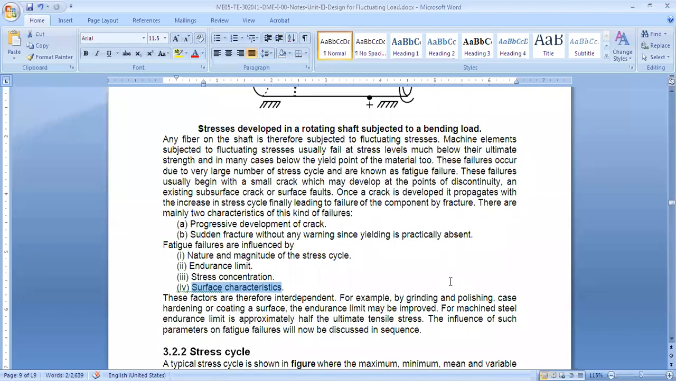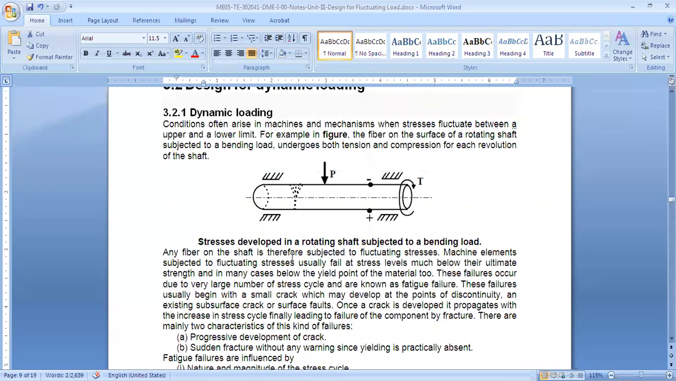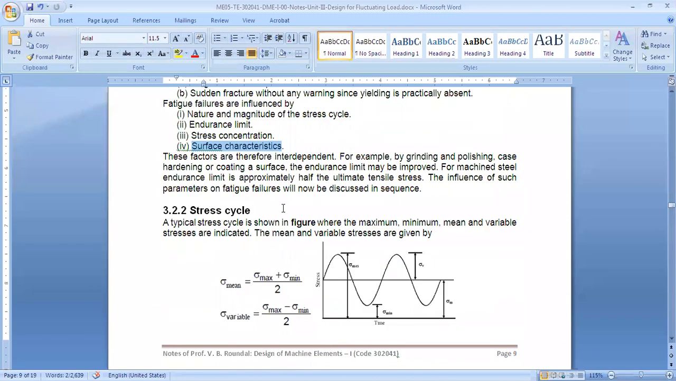Depending on the stress cycle means what? Your stresses are changing from positive to negative. Obviously, it will fail. Endurance limit: how many cycles will it survive? That is the endurance limit. Stress concentration depends on the dimension, keyways, holes, and surface finish. The more polished the surface is, the chances of having a crack will be less. So this is fatigue, dynamic loading and fatigue.